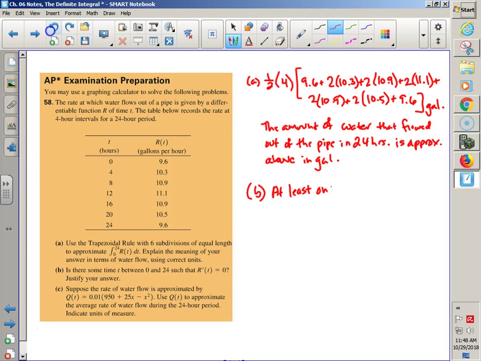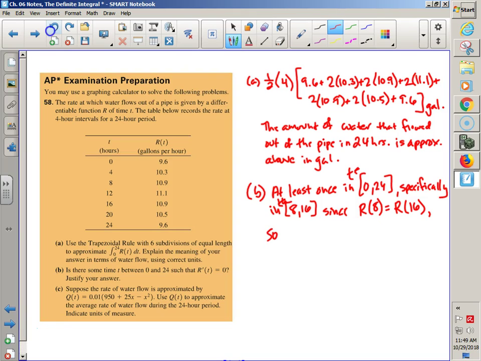I'm not going to put all the wording, for sake of time, but can't I say at least once in 0 to 24 specifically? In 8 to 16, R of 8 equals R of 16. So there must exist, by the theorem.